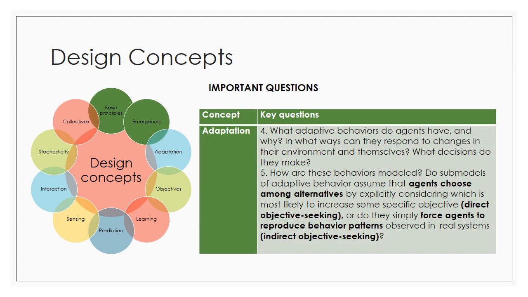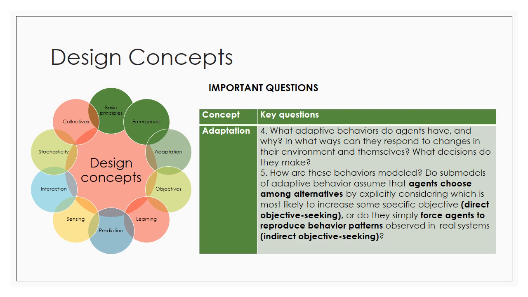Once you have defined your outcomes and results, you're going to want to address adaptation. That is, what adaptive behaviors do the agents have, and why do they have those behaviors, and in what ways can they respond to changes in their environment and changes within themselves? Do they make decisions? If they make decisions, and they most likely will, what kinds of decisions do they make?